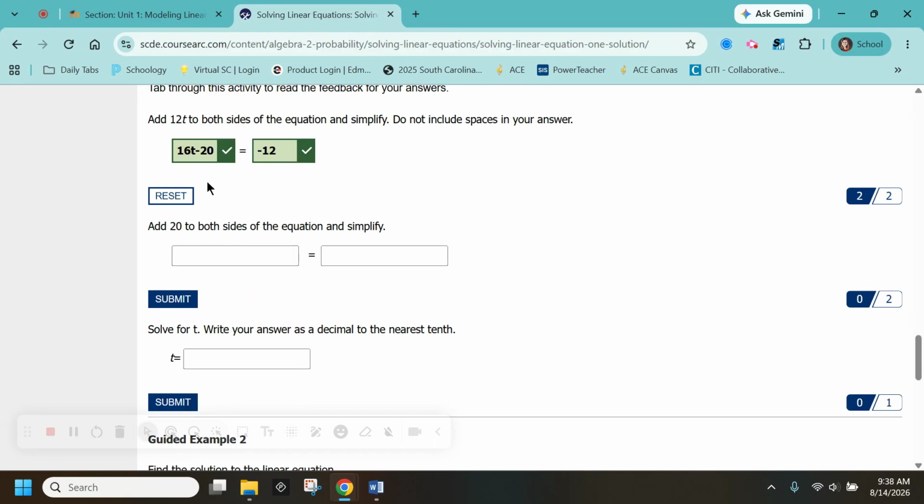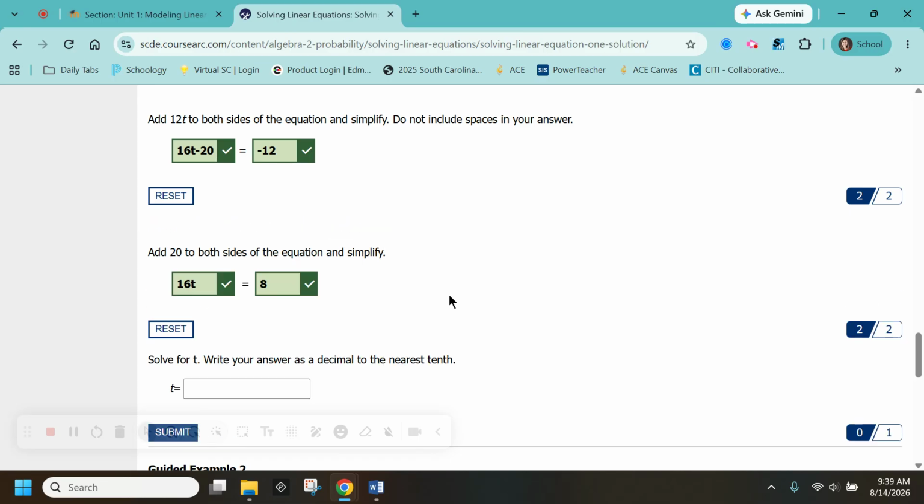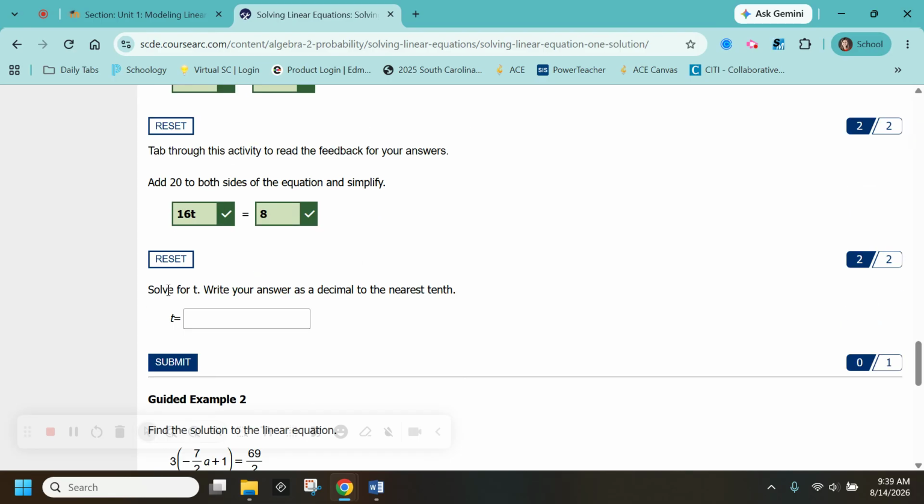Add 20 to both sides, so we're getting rid of this term here. I'm left with 16t on the left. Add 20 to negative 12, and that gives me a positive 8. Then solve for t. Since 16t is multiplied, we're going to divide both sides by 16. 8 divided by 16 is 1/2. Be careful, because this says write your answer as a decimal to the nearest tenth. So 1 decimal place, 0.5.